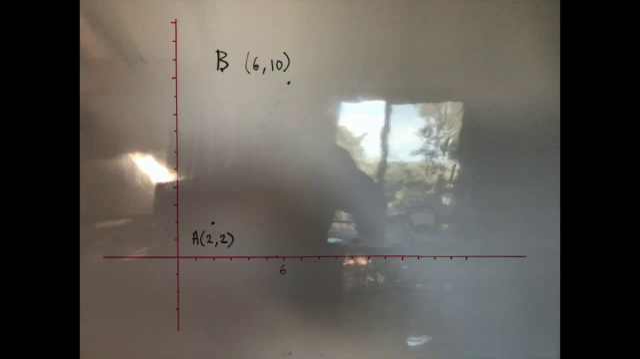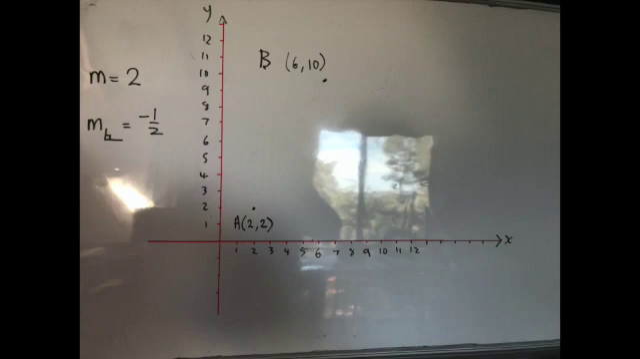So the first thing I need to do is figure out what the gradients of my 2 lines will be. So I'm going to pick a nice easy gradient, like a gradient of 2, and then I'm going to pick a second gradient, which will be the negative inverse of that to make it perpendicular. So I take 2 over 1, flip it upside down to get 1 over 2, and I change its sign from positive to negative.